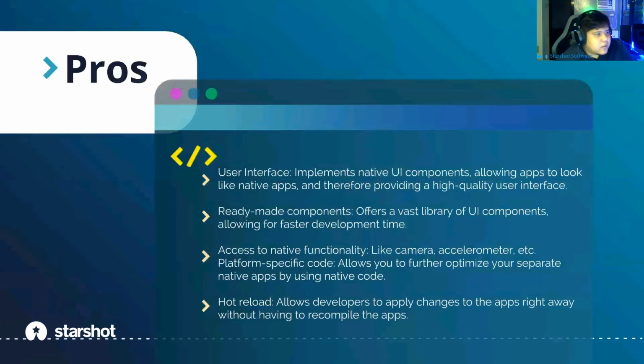Also, they have access to native functionality like the camera, accelerometer, and also platform-specific code that allows you to further optimize and separate native apps by using native code. Also, in React Native, they added hot reload that allows developers to apply changes to the apps right away without having to build and recompile all the apps that they are developing.